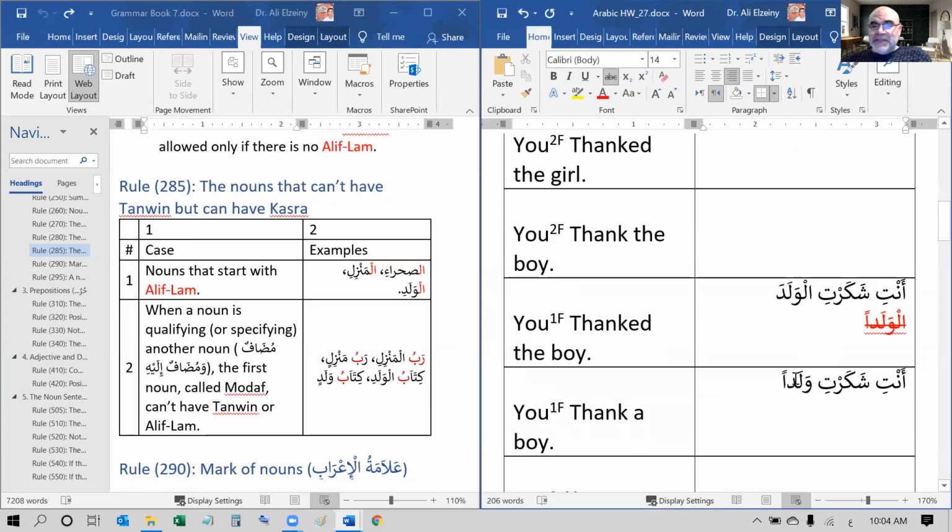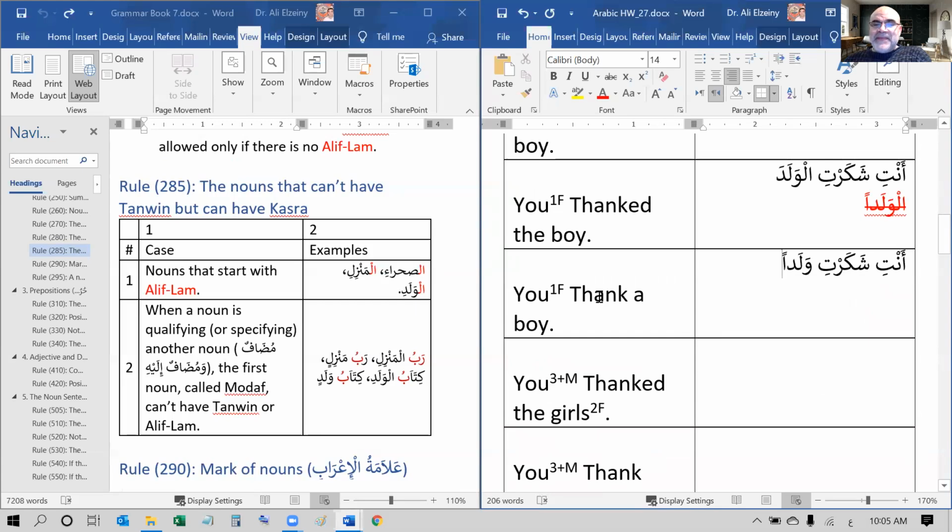However, if it is without alif lam, so a boy without alif lam, then I can have the tanween. Why? Because I don't have the alif lam. Okay? So instead of the boy becomes a boy. So now we can have tanween. So the default is you have tanween unless it's one of those cases where sarf is forbidden or tanween is forbidden.